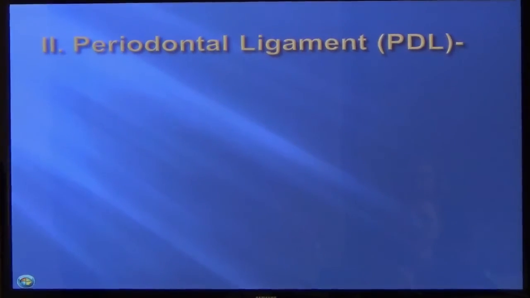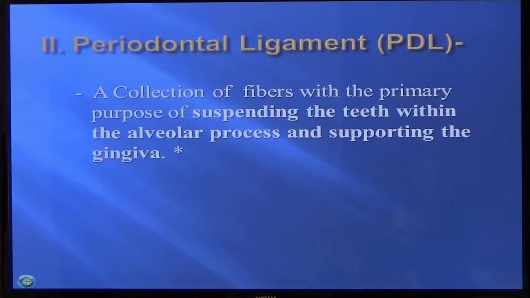Okay, the ligament. Now this is a collection of fibers whose primary purpose is to suspend the tooth within the socket, or the alveolar process. So it suspends, they're kind of floating in the socket so you don't have the root hitting down on bone. They're like little shock absorbers, ligaments that are attaching, so that when you chew, the tooth actually gives a little bit.